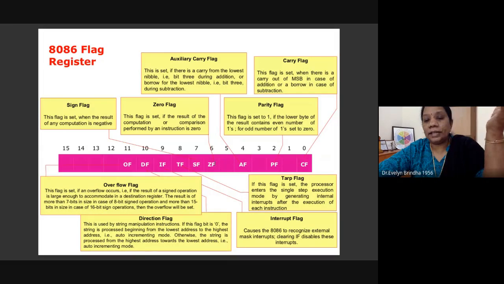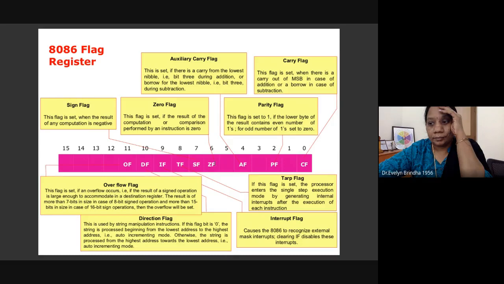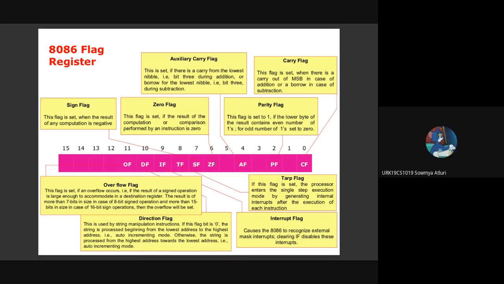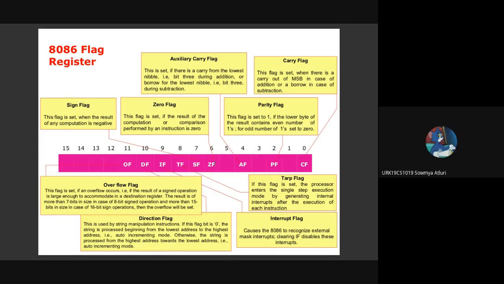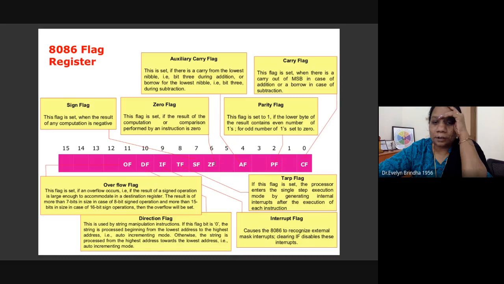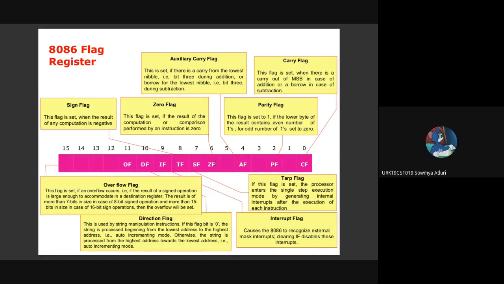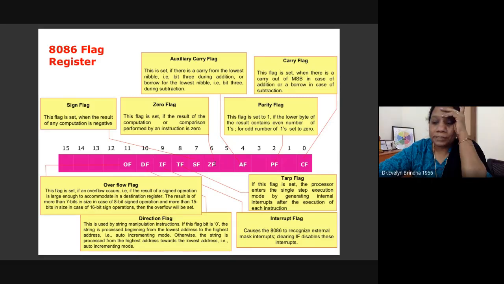Now, how do you find out whether A is greater than B or less than B? You'll have to check which flag. See, you're subtracting A from B. You want to find out whether A is greater than B, equal to B or less than B. Carry flag? Is it carry flag or should I check the sign flag? Oh, yes, ma'am. Sign flag. Sign flag is much better option, right? If A was greater than B, my sign flag will be 0 or 1.